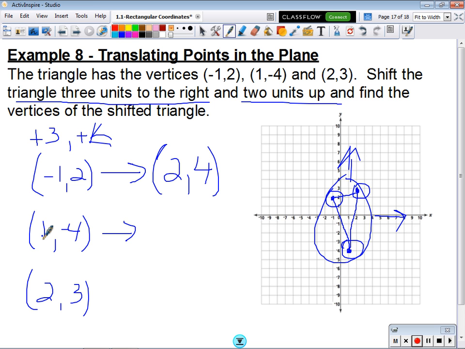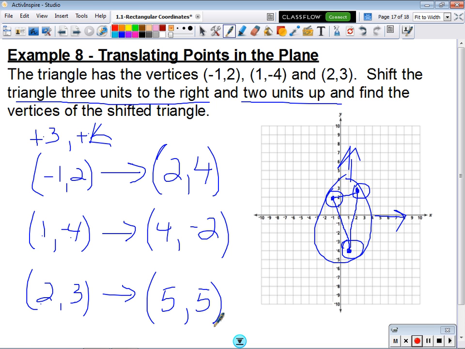Same thing with the second point. If I take +1 and I add 3 to it, that's going to make this +4. And then if I take the y coordinate -4 and I add 2 to that, that's going to make this -2. So that's what I get when I do that there. And then the last point here, 2, 3, if I take the x coordinate and I add 3 to it, that's going to make this +5. And then if I take the y coordinate and I add 2 to that, that's going to also make that +5. So that's what the vertices would be of the new triangle if I were to take it and shift it 3 units to the right and up 2 units.